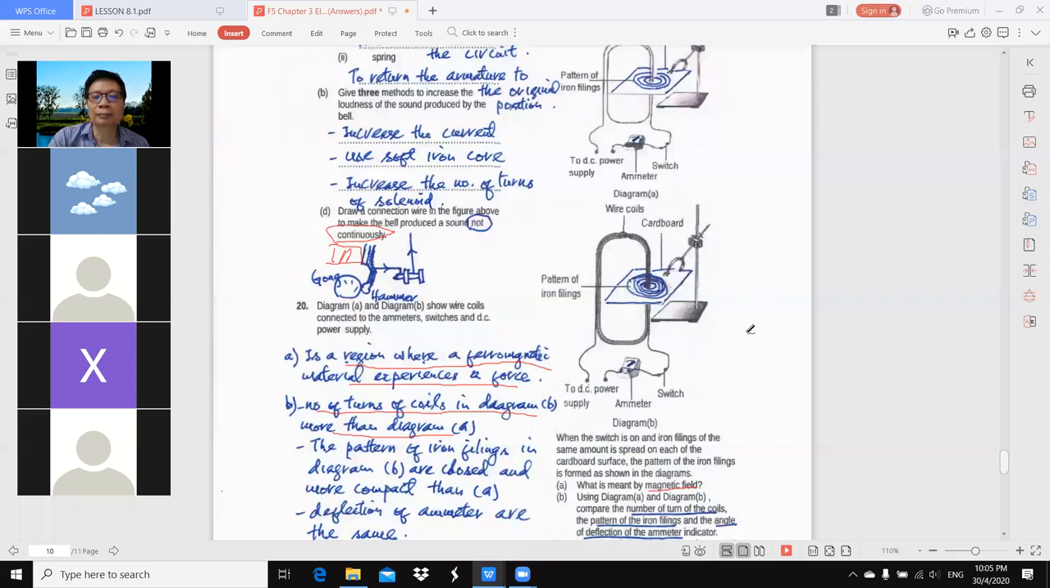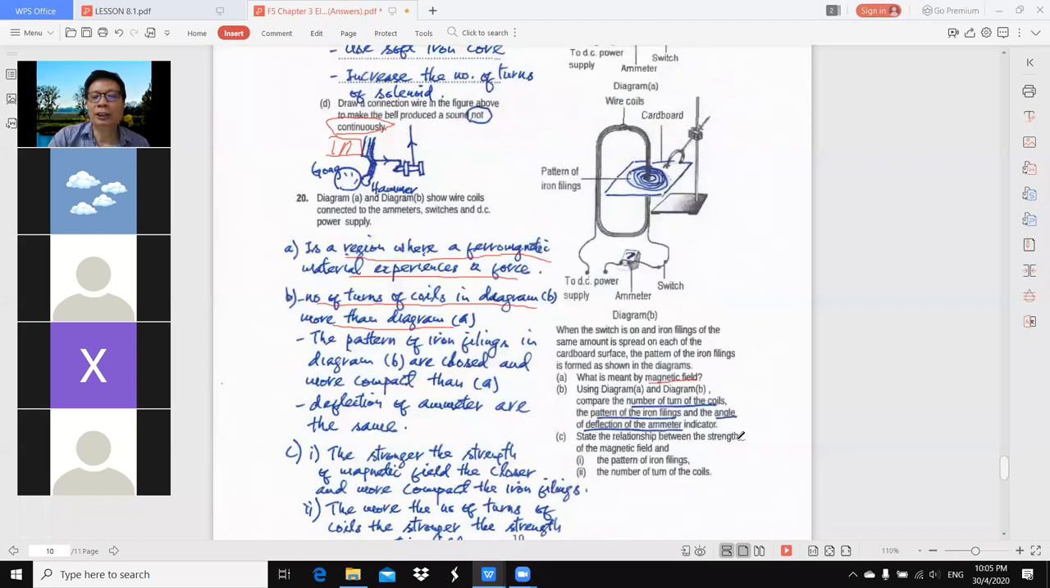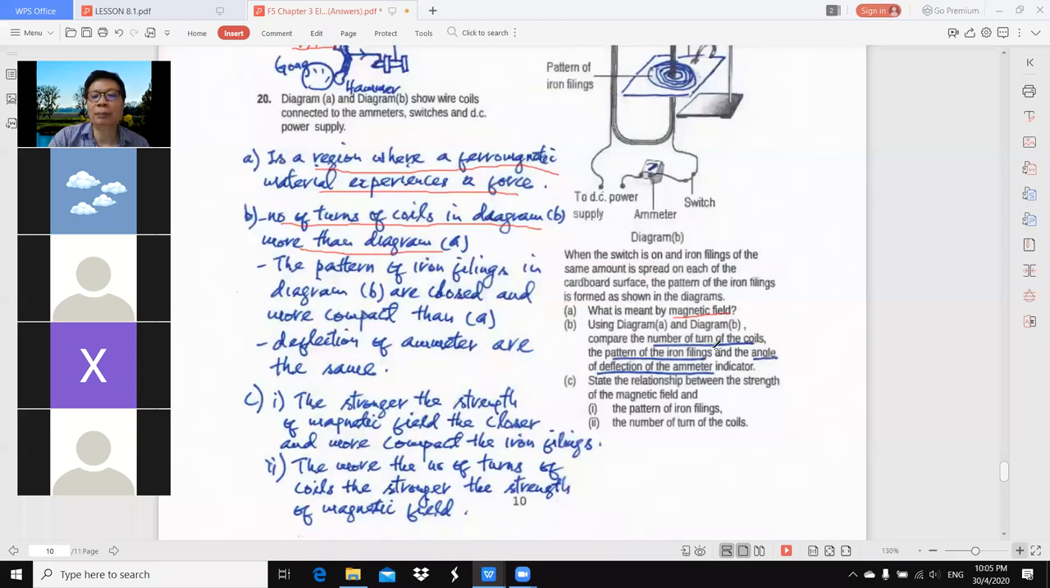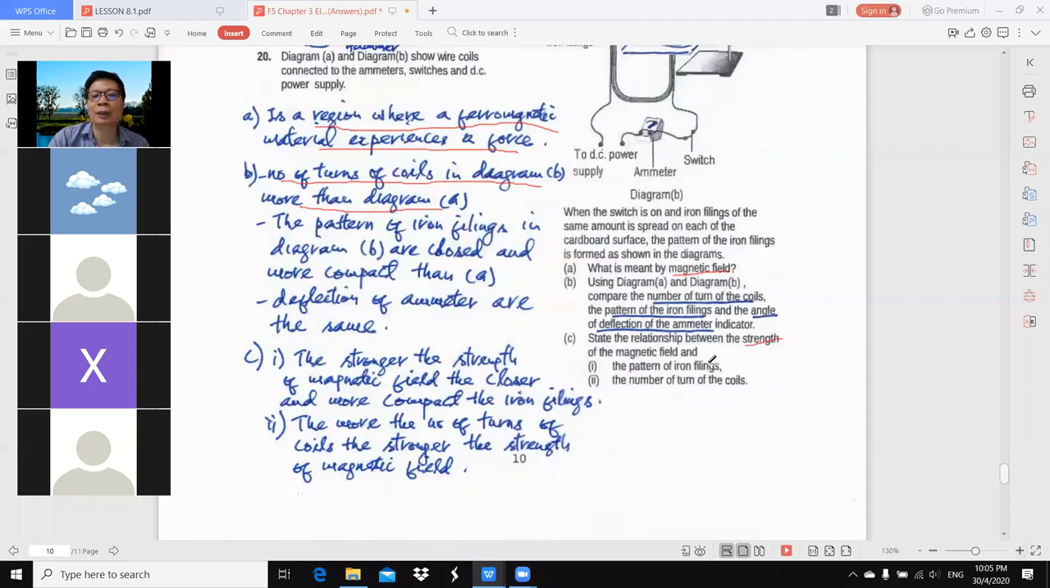All right. Now, state the relationship between the strength of magnetic field and the patterns of iron filings and the number of turns. Okay, very straightforward. You can see the answer now. So two answers. First, the stronger the strength of magnetic field, the closer and more compact the iron filings. Okay?